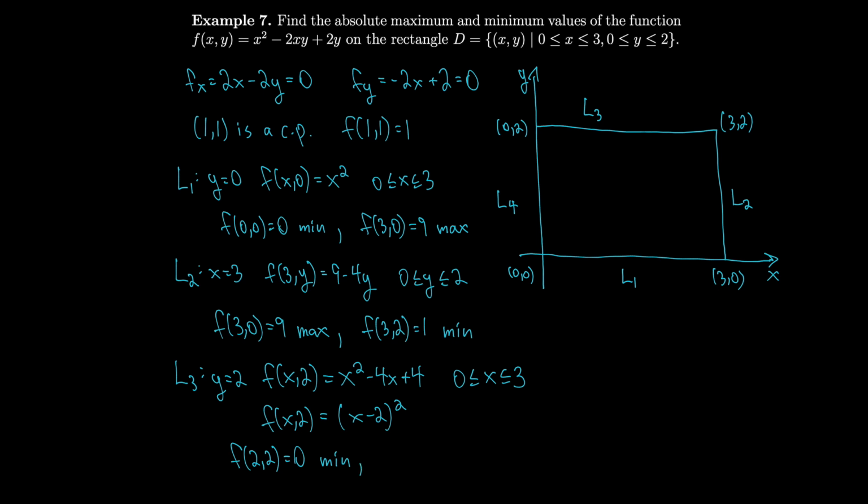And as far as a maximum goes, this thing will be the biggest when what's inside over here has the biggest absolute value. So notice that happens when you plug in x equals 0, because then you get (minus 2) squared, which is 4. Plugging in anything else in this interval will not make this thing as big as it would be for when you just have minus 2 being squared. So we have f(0, 2) equals 4 as our maximum value there.